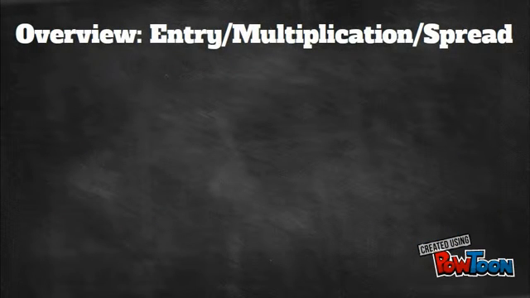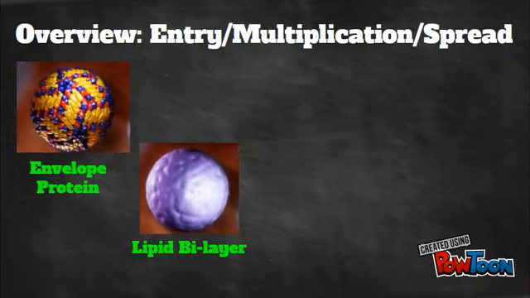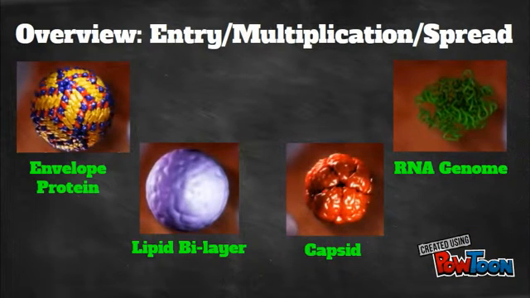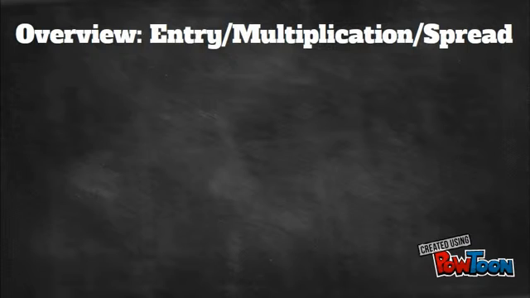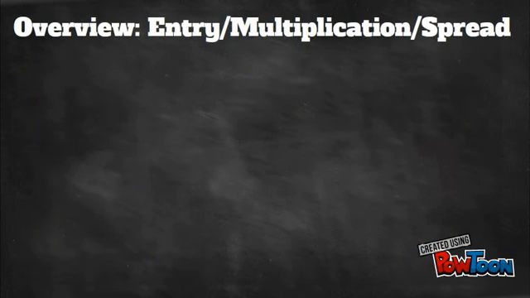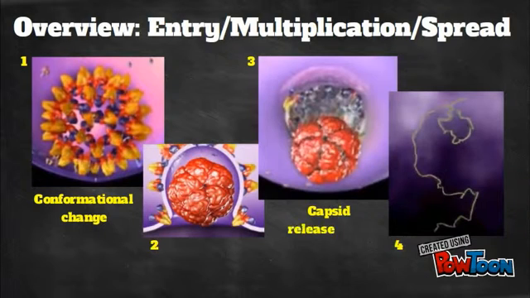After the incubation period, entry, multiplication, and spread within the host can occur. The virion of the virus consists of an outer layer of envelope proteins, which encapsulates a lipid bilayer, and further, a capsid containing the RNA genome. Once in the bloodstream, the envelope proteins bind to cognate receptors on immune cells, resulting in receptor-mediated endocytosis. This forms an endosome that is released into the cytoplasm of the immune cell. Proton pumps lower the pH within the endosome and cause a conformational change of envelope proteins and the release of the capsid into the cytoplasm.